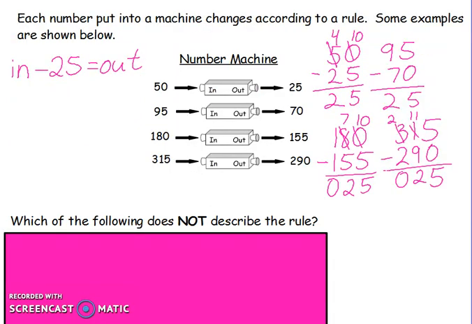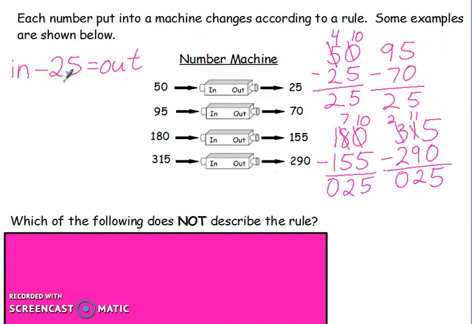Here's another example. Each number put into a machine changes according to a rule. Some examples are shown below. Which of the following does not describe the rule? As you can see, I have already done the subtracting work, and I have found that my rule is input minus 25 equals the output.